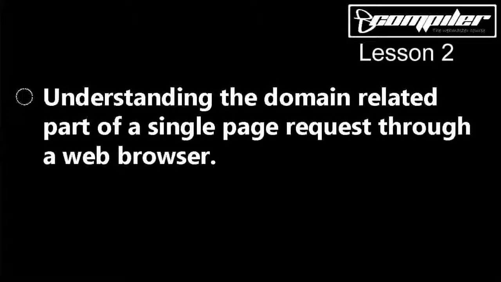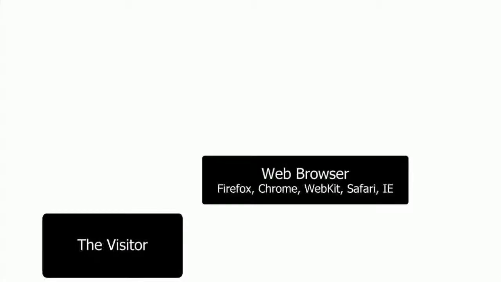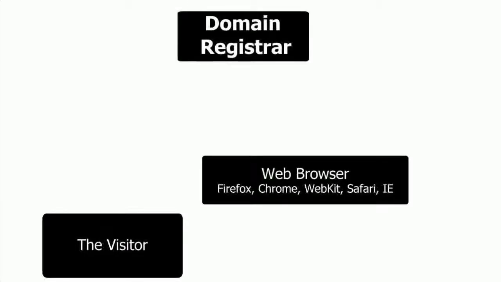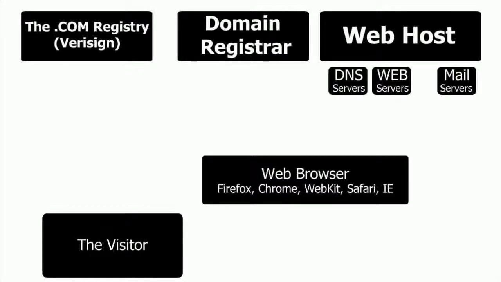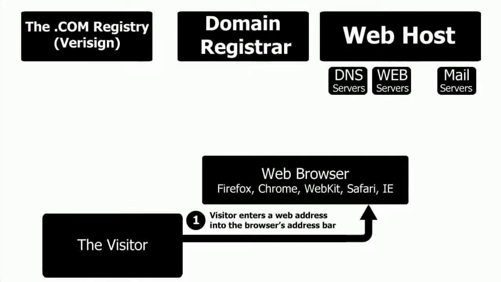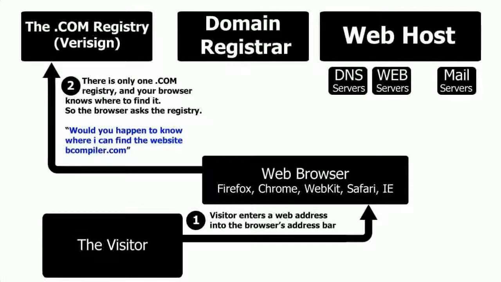A visitor visits a page on bcompiler.com. The key players in this scenario are the visitor, the visitor's web browser, the registrar, the registry, and the web host. The web host has different servers, such as a mail server, a web server, a DNS server, and any other kind of server. It all starts when a user enters a web address into the browser's address bar. The browser then proceeds to ask the .com registry about bcompiler.com.